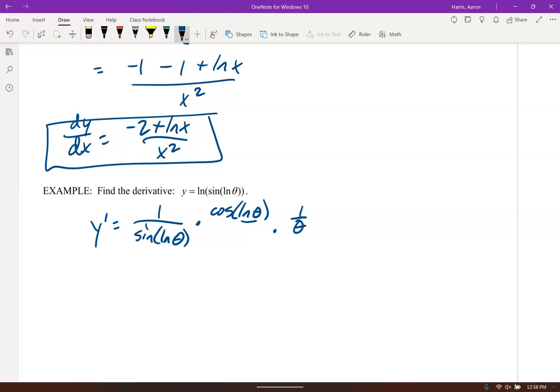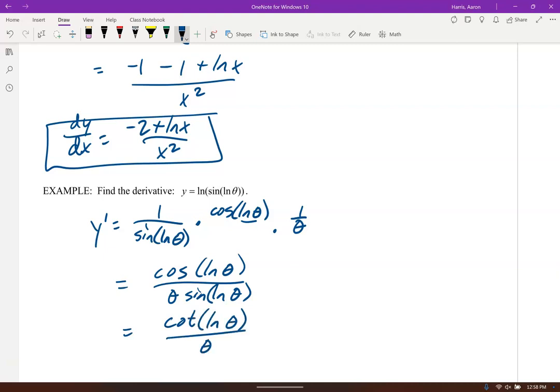Okay. And so this ends up being the cosine of the natural log of theta over theta times the sine of the natural log of theta. Well, I have cosine natural log over sine natural log, so cosine over sine would give us cotangent. So I got cotangent of the natural log, and I still got this theta at the bottom, right? And that's our dy/d theta, or y prime.